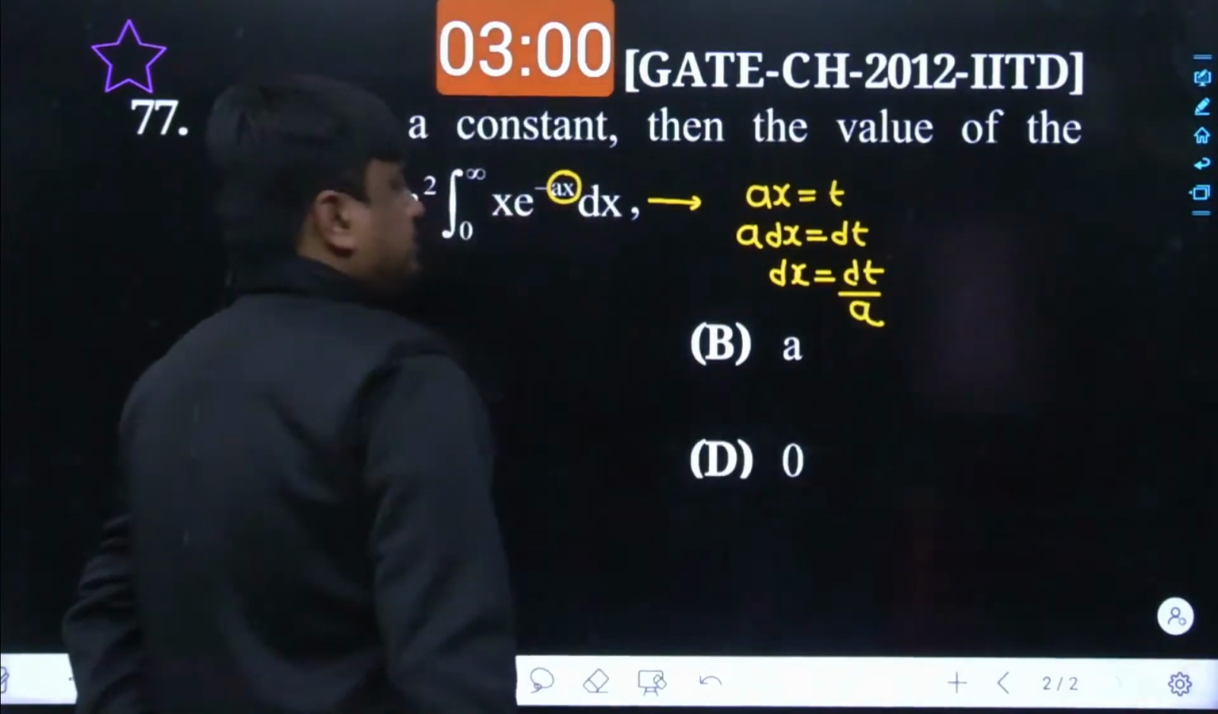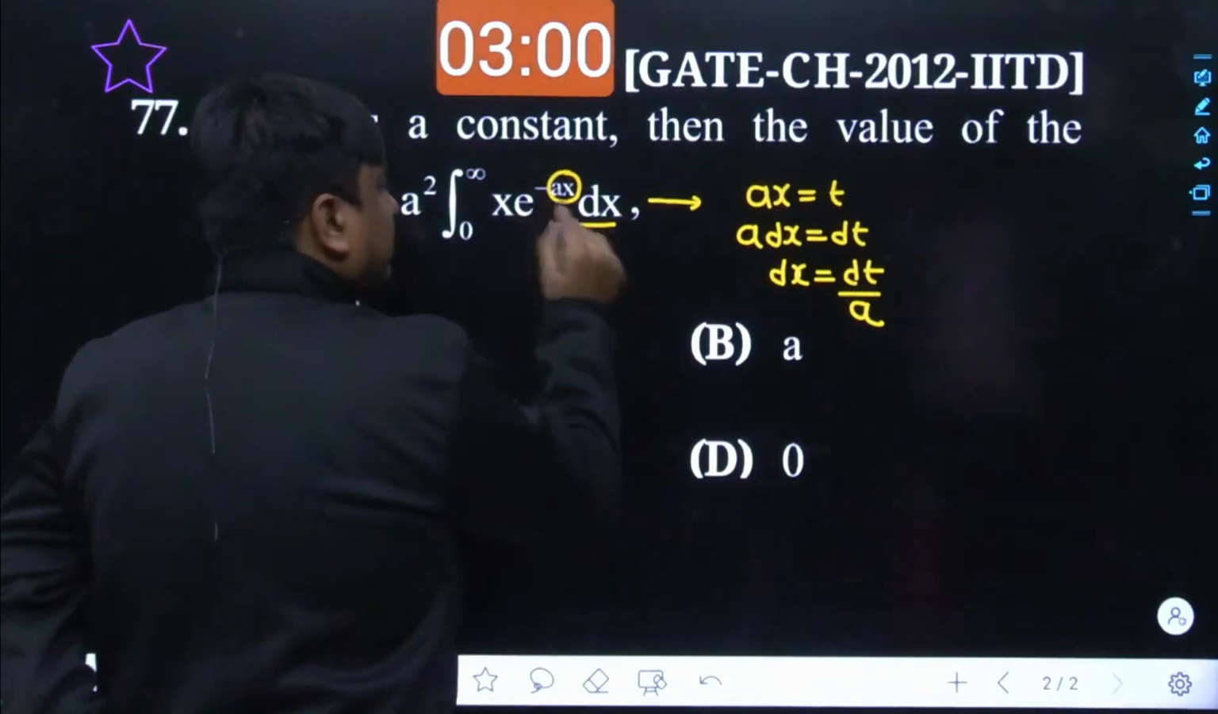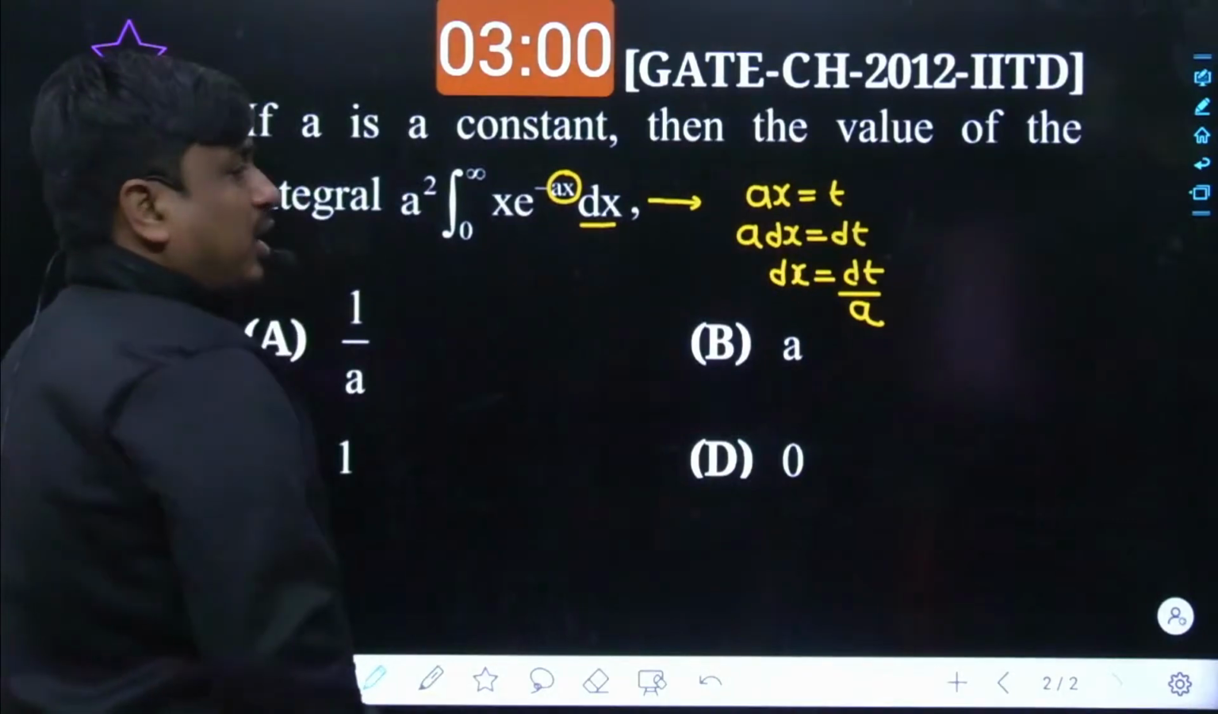dt by a. What would I do? Now the dx would be replaced by dt by a, ax would be replaced with t, and similarly x would be replaced by t by a. What about their limits?